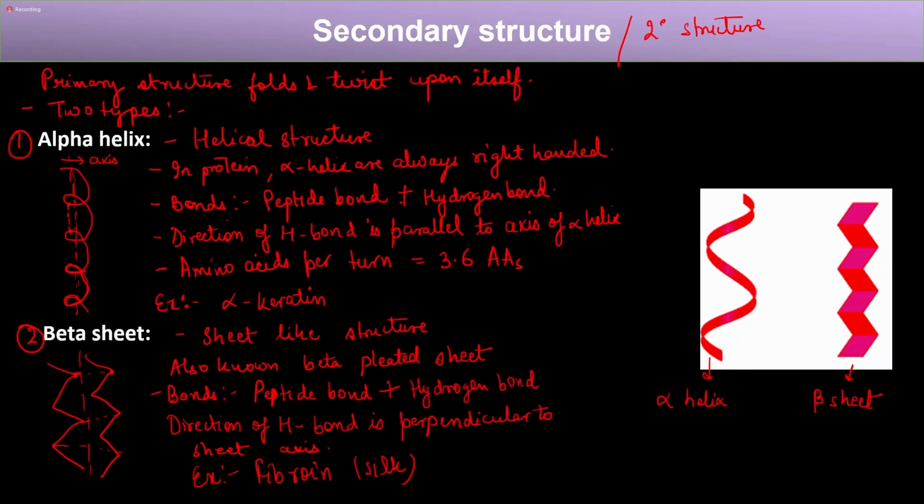Also, one more important thing about the secondary structure: it is of only one polypeptide chain. Here, although you are seeing the beta sheet, they must be connected somewhere. So it is a single polypeptide chain that is folded in such a way that it is forming two sheets. Okay, but it is a single polypeptide chain. It does not consist of multiple polypeptide chains.